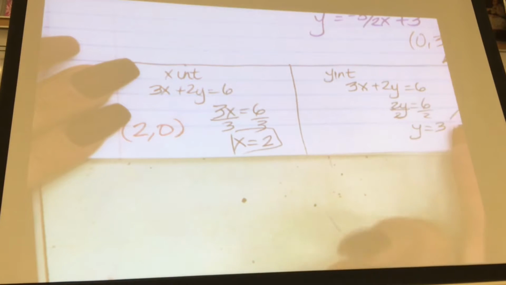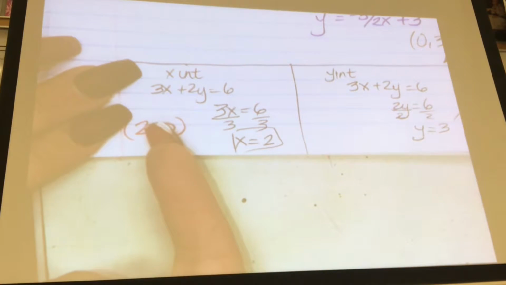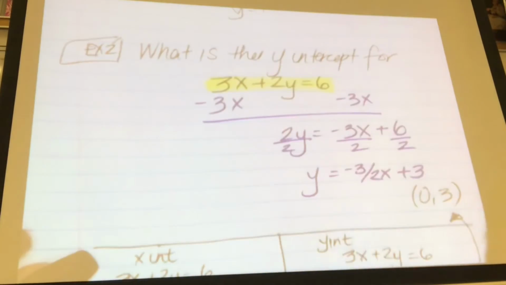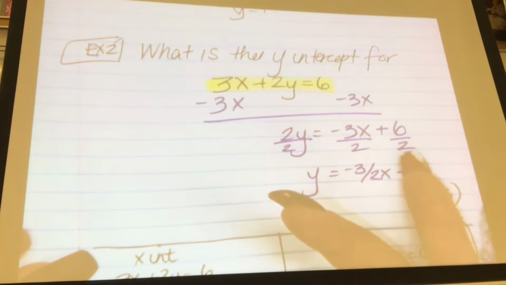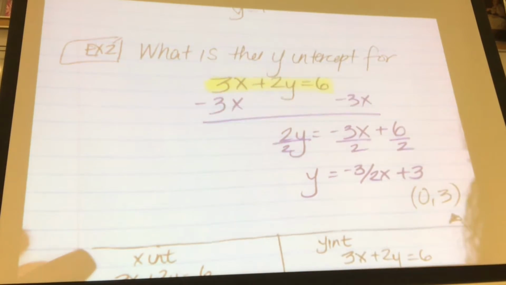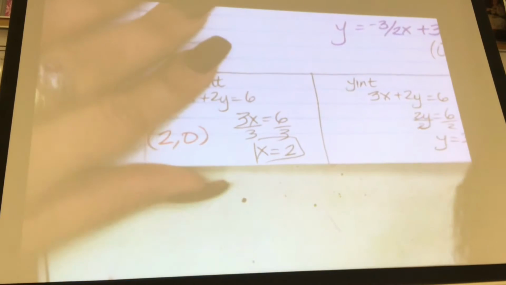Now I find the x-intercept literally in one step. I found the y-intercept in one step, instead of what I did last week. Not that last week is irrelevant. It's just, why not do it even more efficiently using my intercepts? Y'all with me? All right.